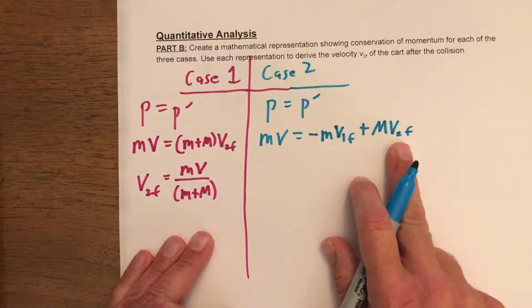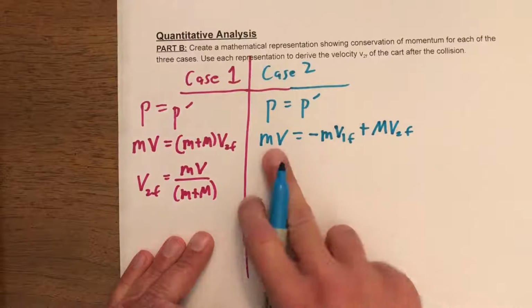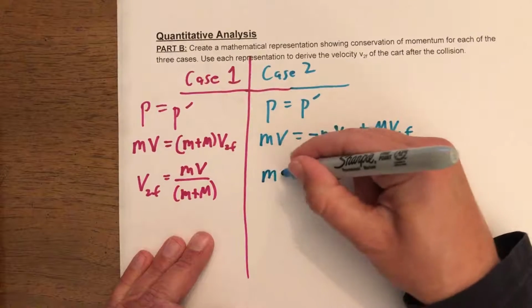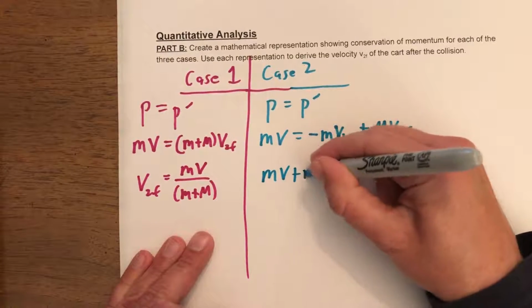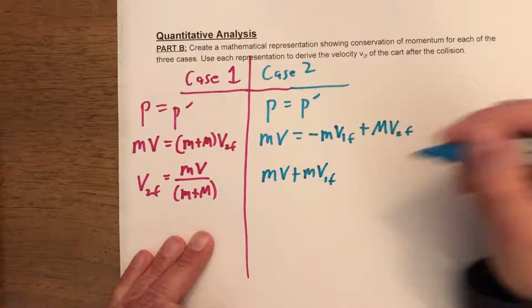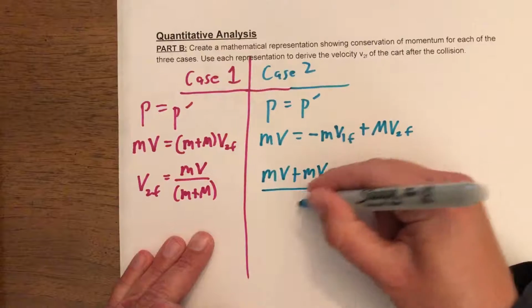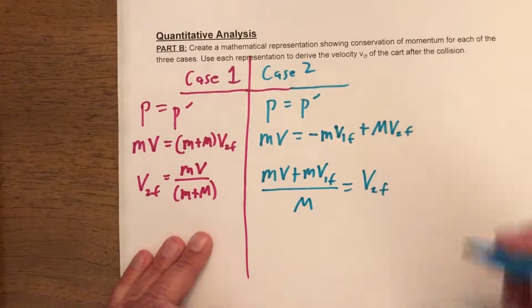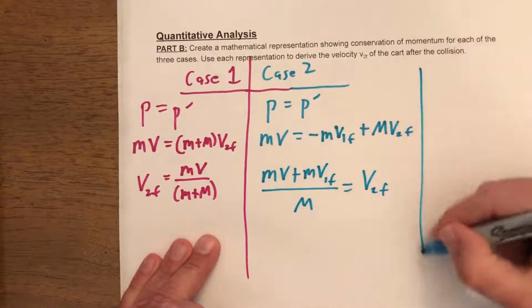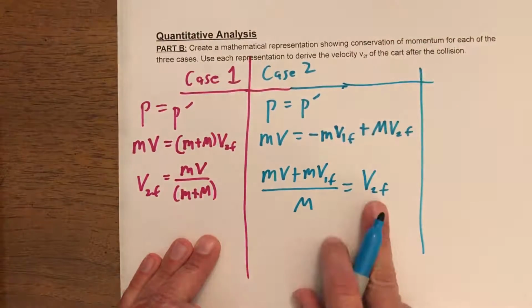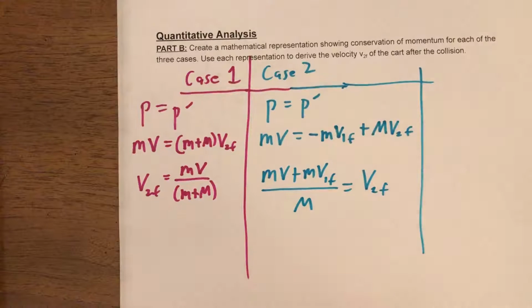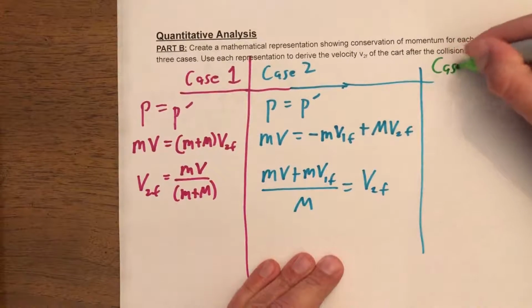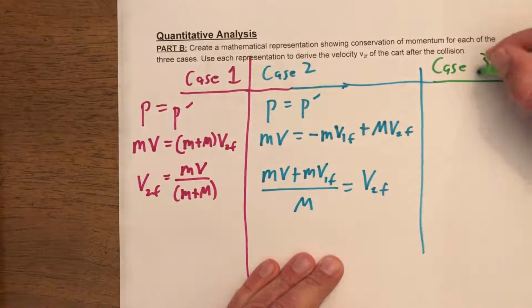So let's start to solve for v2f. We've got to move this to the other side. So mv plus mv1f, and then I'll go ahead and divide by that big M there, and then that will give us v2f. So there we have the final velocity for the cart in case 2. Now let's do it for case 3 here. That's when the dart passes through it.